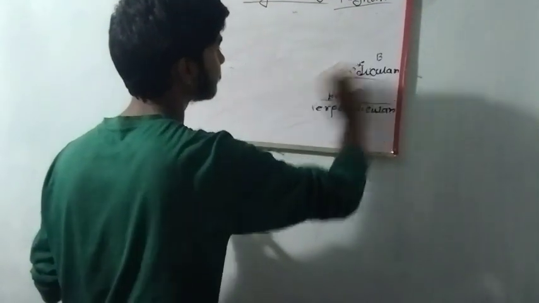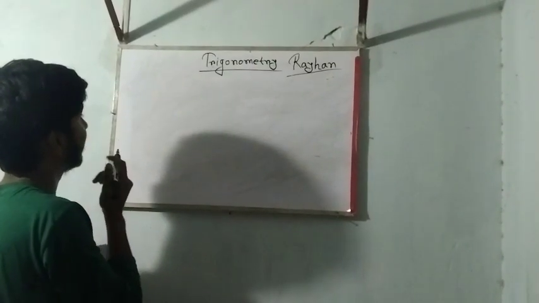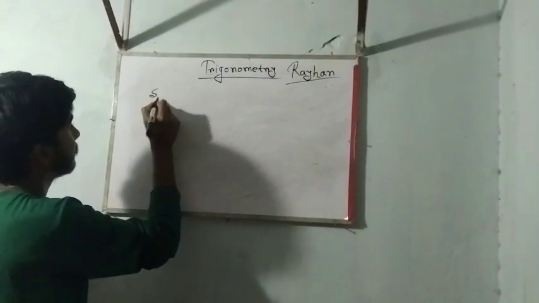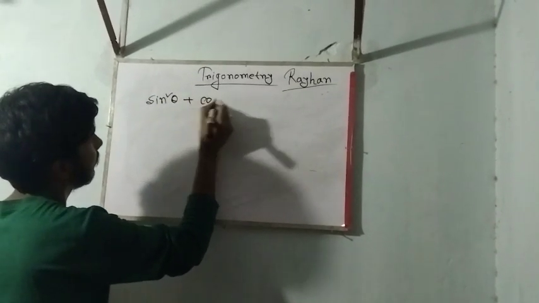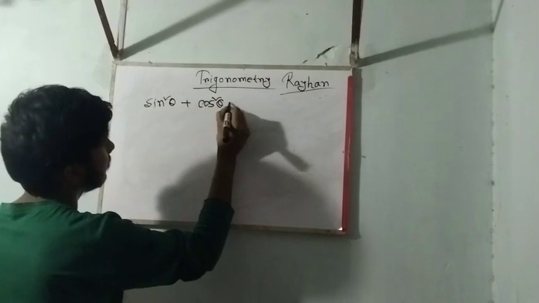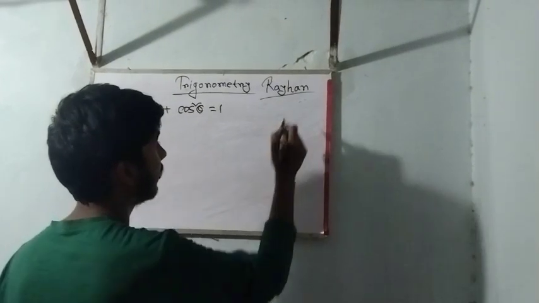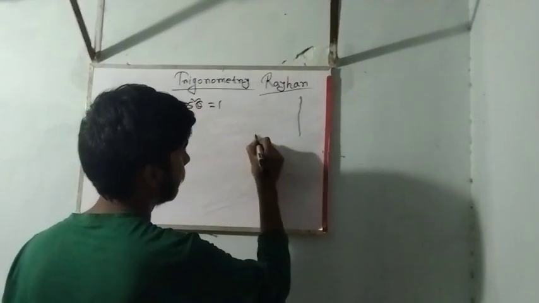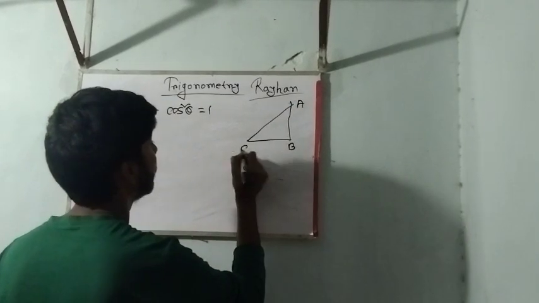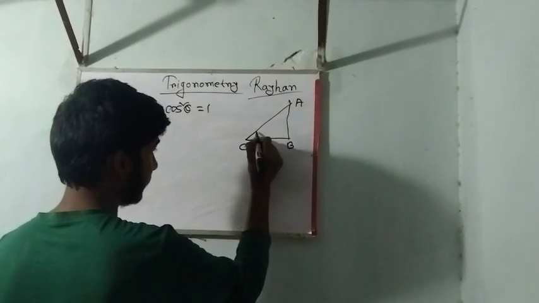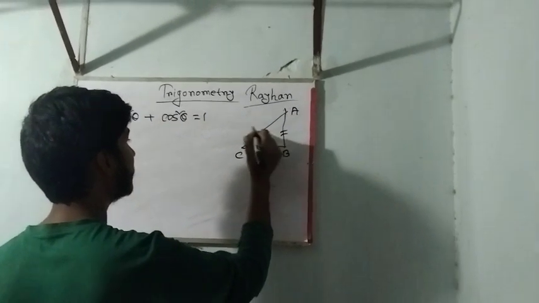Three identities of trigonometric ratio. The first is sine squared theta plus cos squared theta equals 1. We have to prove these identities. First we have to draw a right angle triangle, that is A, B, C. And if we deal with this theta, this is perpendicular, this is base and this is the hypotenuse.